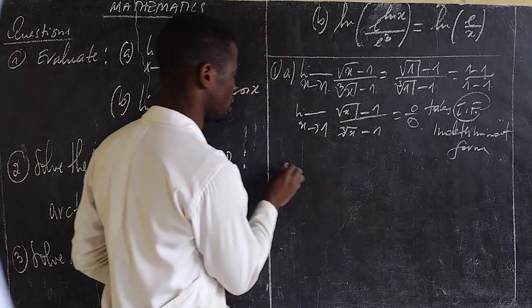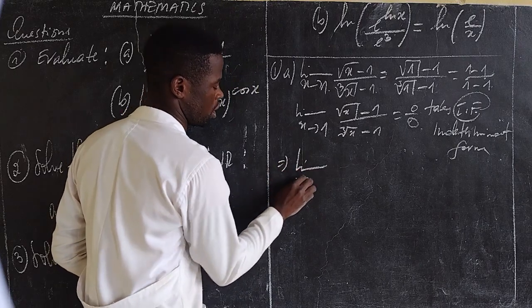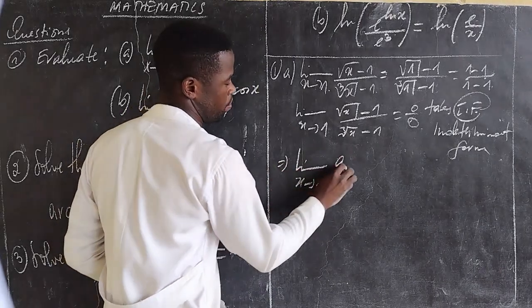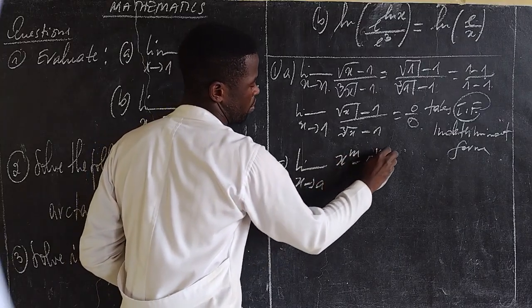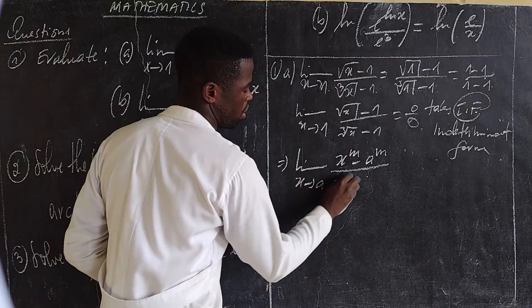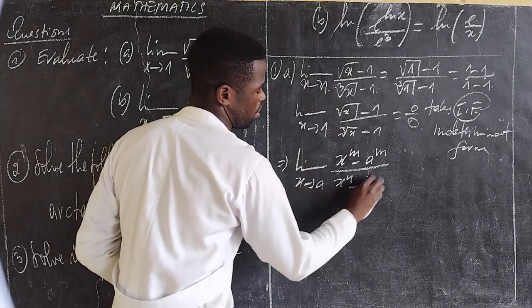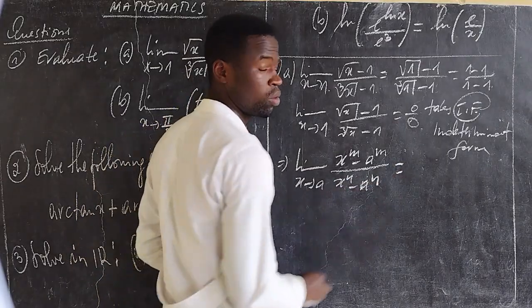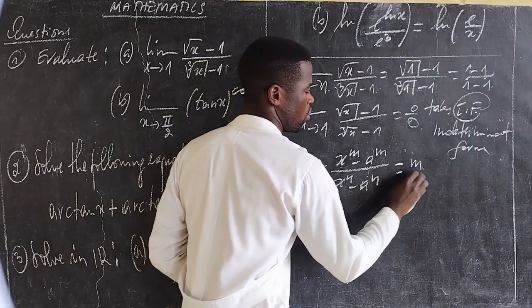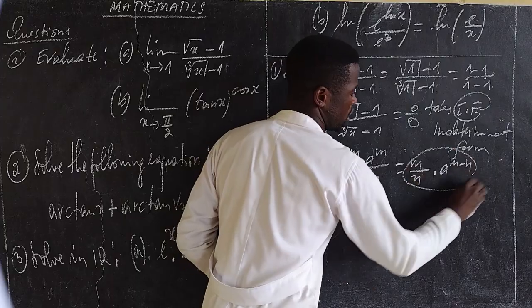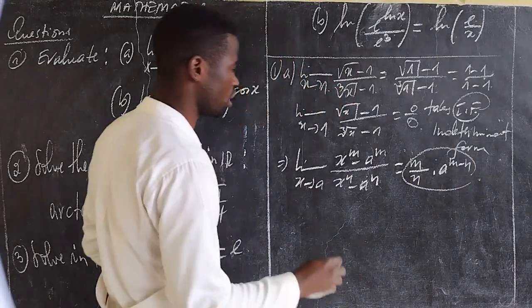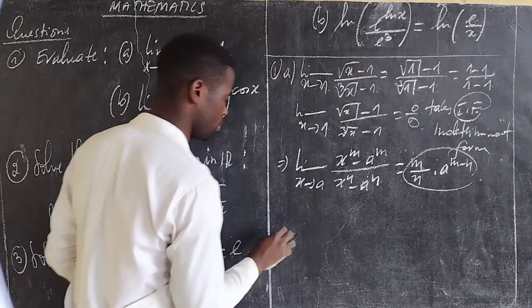The first method is this: when you have the limit as x approaches a of x to the power m minus a to the power m over x to the power n minus a to the power n, this will be equal to m over n times a to the power m minus n. This is the interesting method, as you can see on this equation.